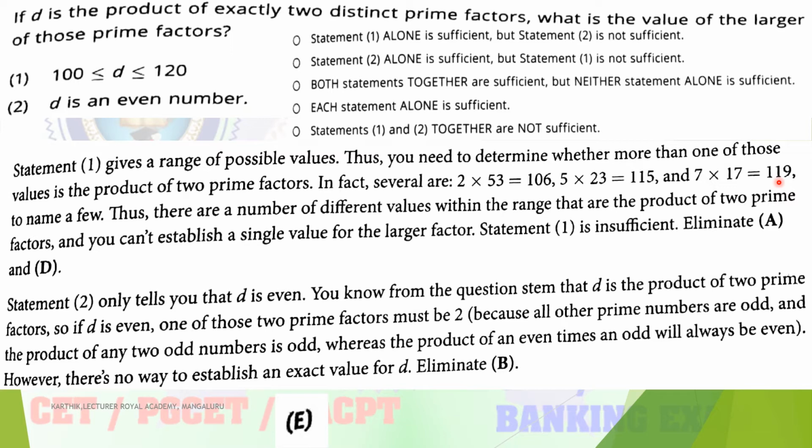Consider D as one value. It is not possible. Second condition, D is an even number. The only even prime number you are getting is 2. But here we should use two different prime numbers, so it is not possible. Only one even prime number is available, that is 2 only. So the second statement also cannot determine the answer. So the answer is E.